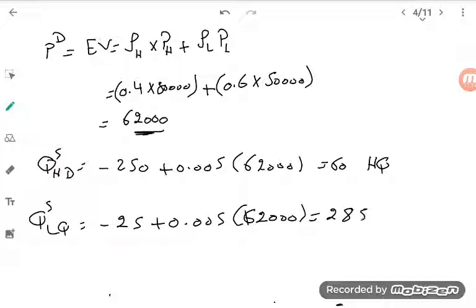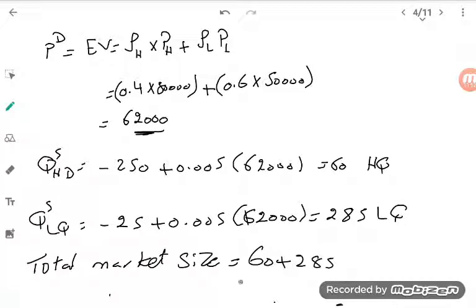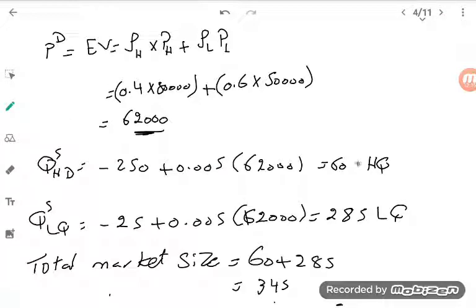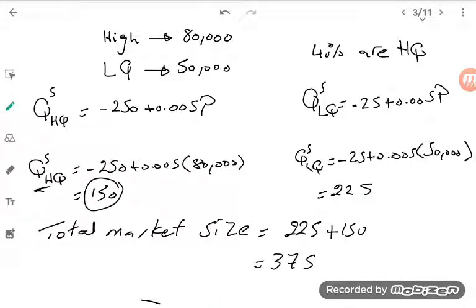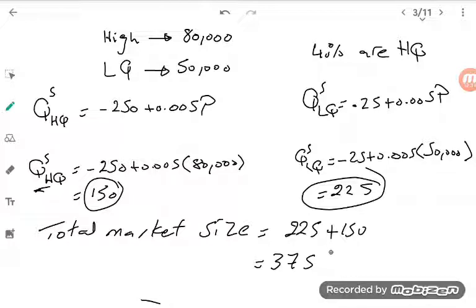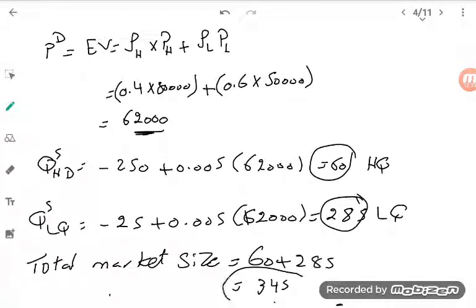It will be 285. So the total market size will be the summation of high quality and low quality. If you compare your first step with the second step, you can realize that the number of high quality cars decreases from 150 to 60, and the number of low quality cars increases from 225 to 285. What about total market size? Total market size is going to decrease from 375 to 345.